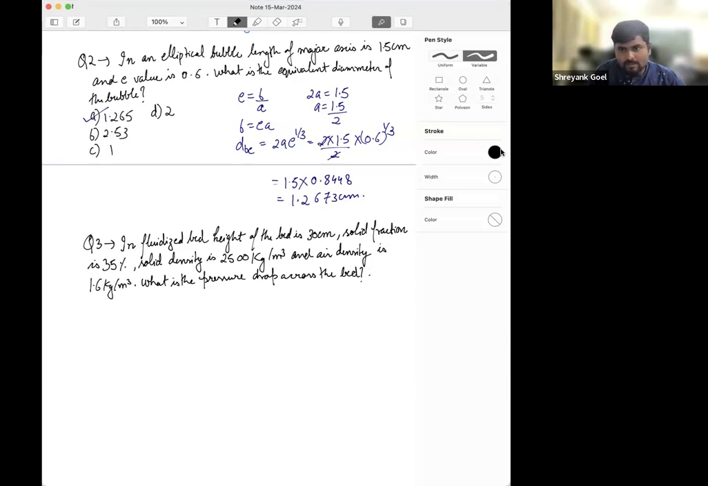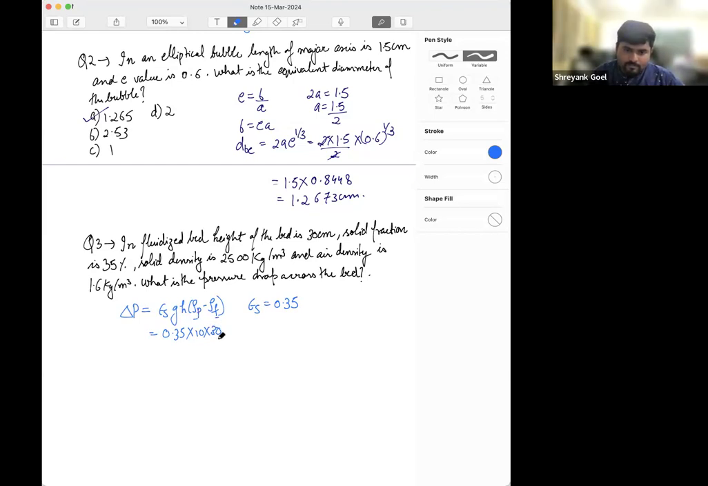So delta P is epsilon S g h (rho P minus rho F). So epsilon S is 0.35. So 0.35 into 10 into height of the bed, which is 30 centimeter. So it is just the balance of the gravity with the buoyant force. So that is the pressure drop that is there. So rho P minus rho F is the pressure drop that is coming from there.